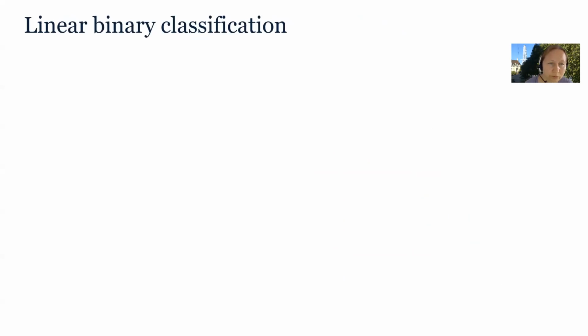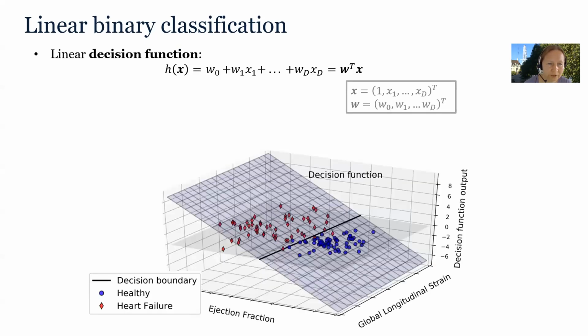Now, let's have a closer look at linear binary classification. Firstly, we need a linear decision function to construct a linear binary classifier. Binary classification means simply that we have two labels, and linear means that we have a linear decision function. This function is in the form of a multivariate linear function. So we have a number of parameters that corresponds to the number of features, plus one. That's the same as we had for regression.